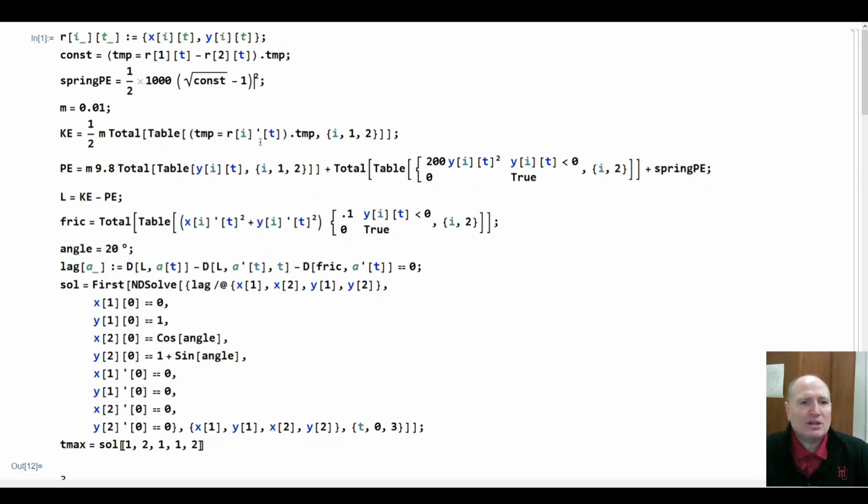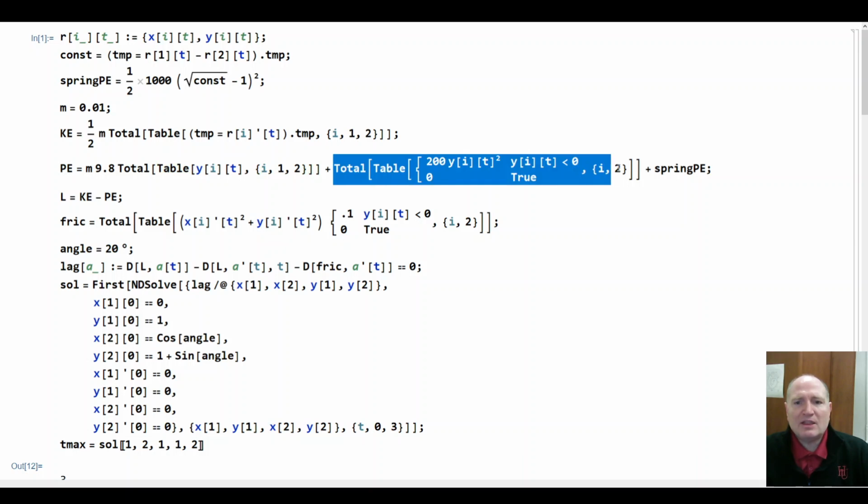Kinetic energy is just a fancy way of writing all of the dots squared. So x1 dot squared, x2 dot squared, y1 dot squared, y2 dot squared. That's what this complicated thing does here. So the potential energy is just the height of the balls, no problem there. I'm assuming that the spring is massless, so I don't have any gravitational potential energy from there.